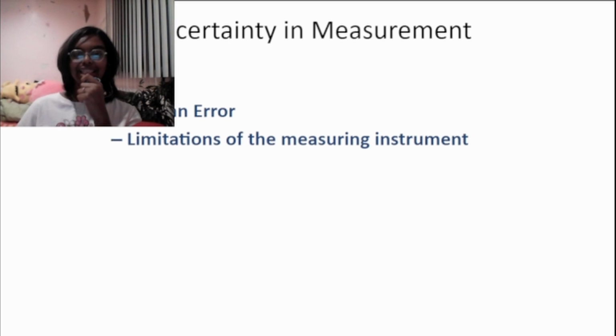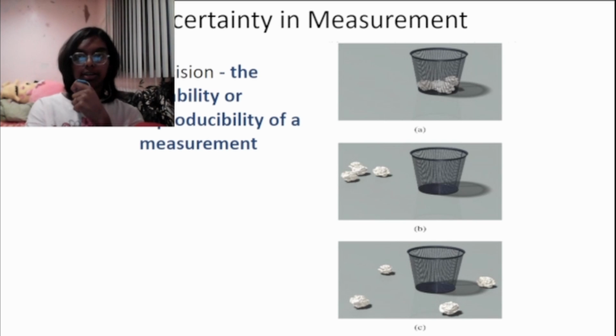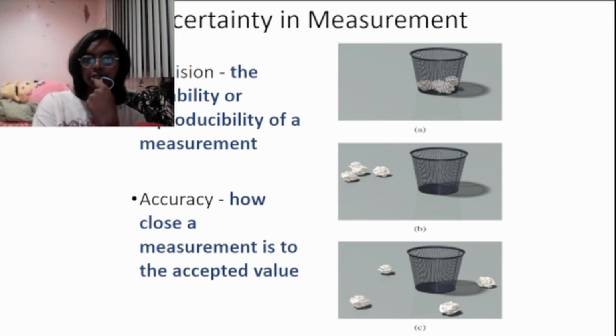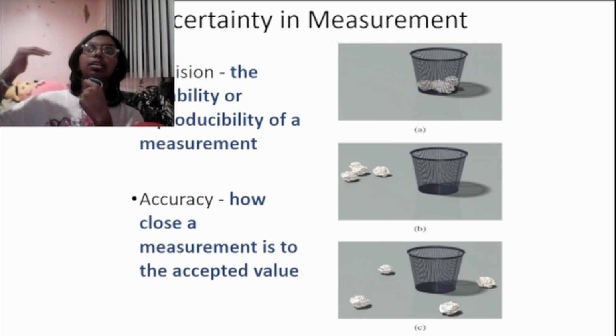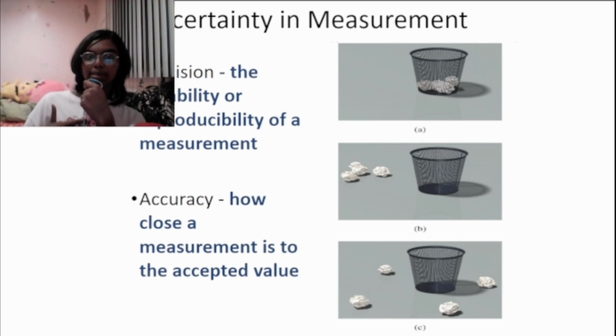Anyways, right? And then also, the measuring instrument may not be precise enough. Yeah, so, precision and accuracy, we don't really need to know these, but precision is the reliability or the reproducibility of a measurement. So can you get the same measurement multiple times, right? And accuracy is how close it is to an accepted value, right?